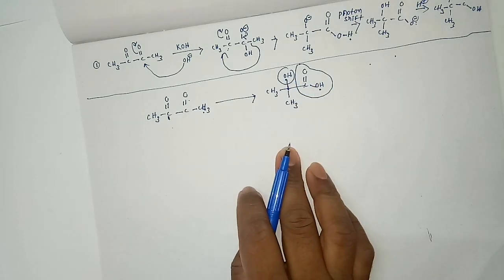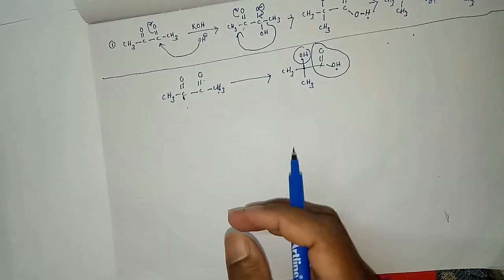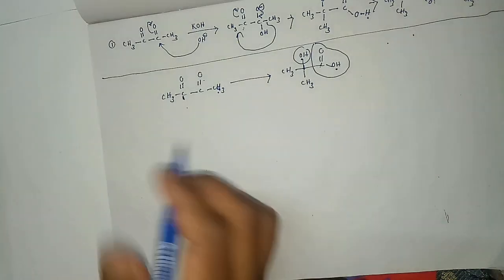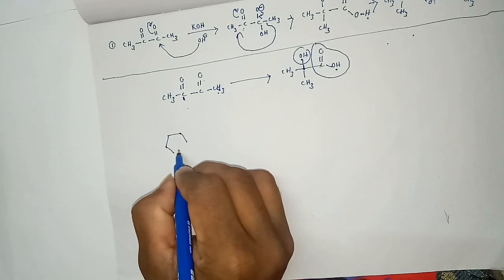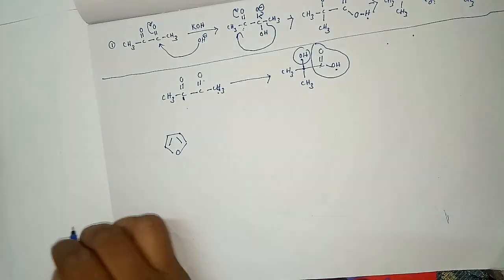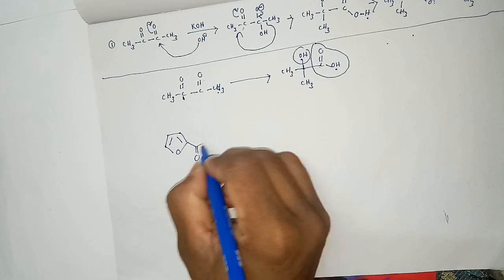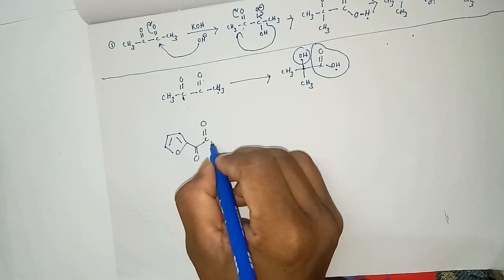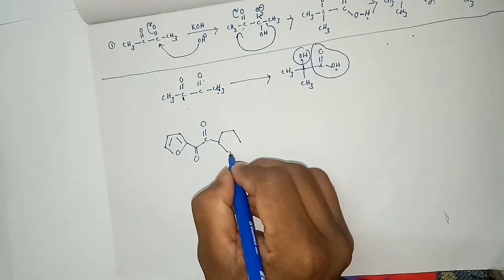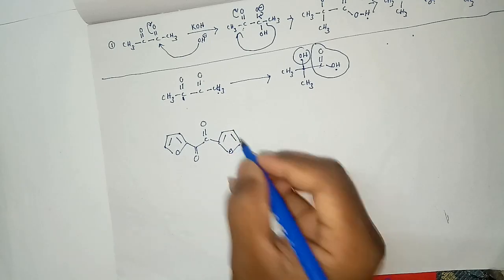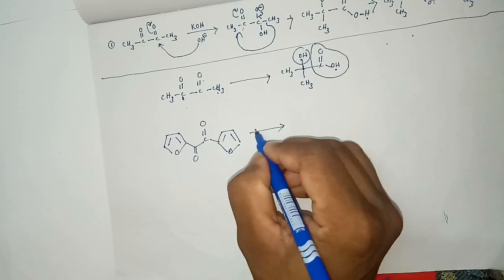Okay, so we will take one more question. For example, we have this type of question. This is C double bond O, C double bond O, and this is KOH. What is the product? Find out the product.